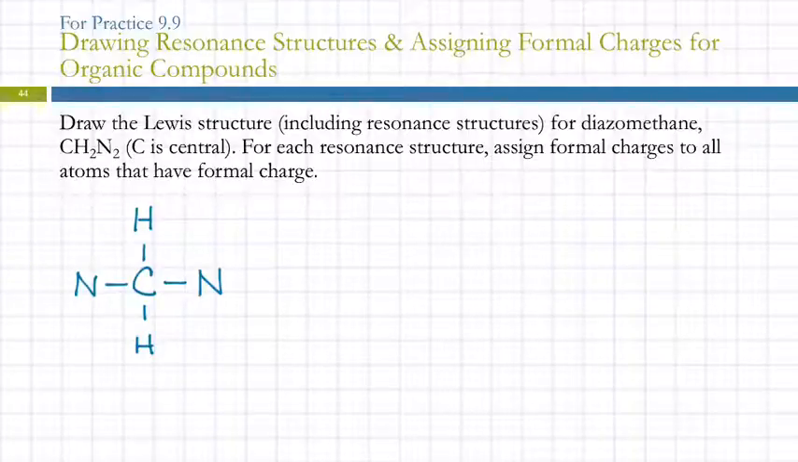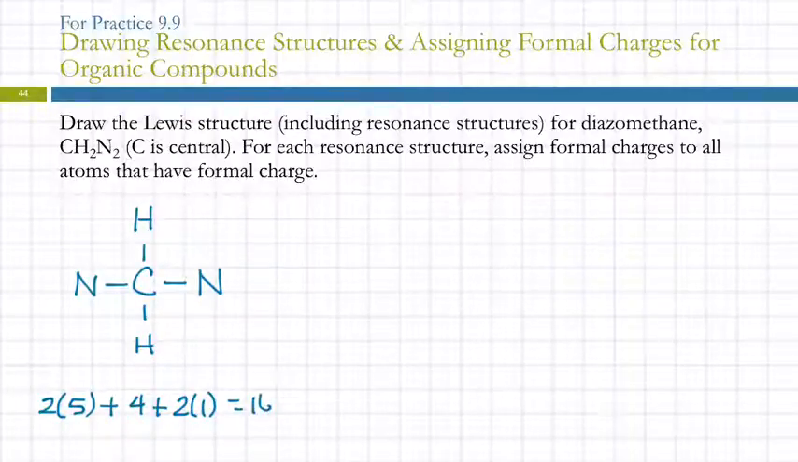How many valence electrons should we be having in this whole structure? 16, that sounds about right. 2 times 5, and 4 for the carbon, and 2 for the hydrogen, 16. So I've already got 2, 4, 6, 8, 10, 12, 14, 16. Don't have enough. The solution is to make multiple bonds.